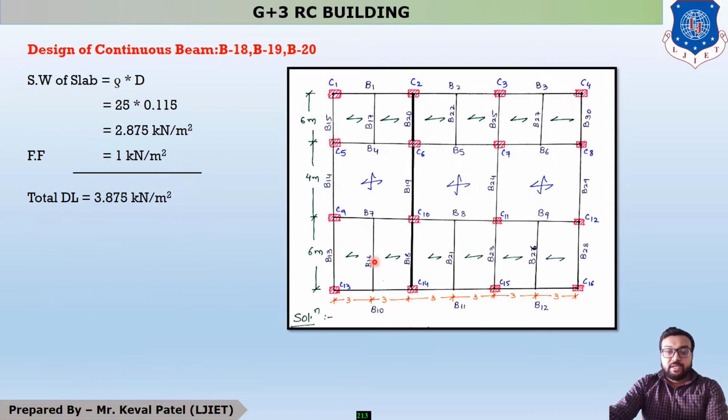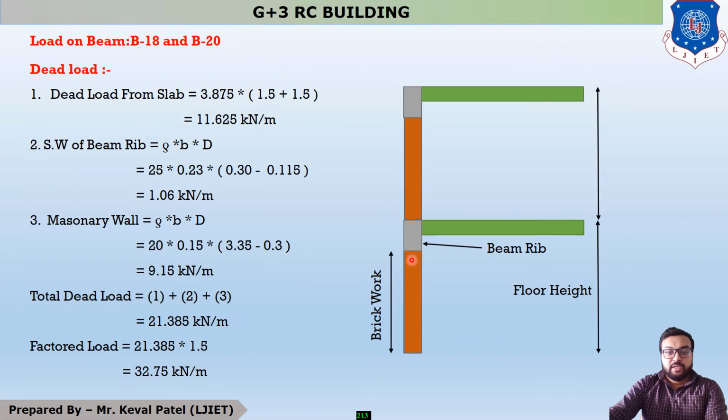Now you can see that there are two types of wall. First one is external wall, which is constructed on the periphery of the building, and other is internal wall, which is inside of the building. So this beam B18, 19 and 20 takes the load of internal wall, because this is your internal beam. Okay, so 20 is the density of brickwork.